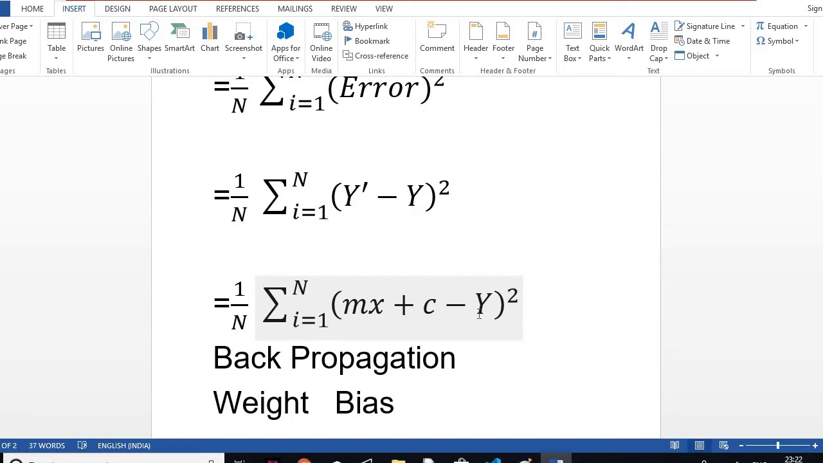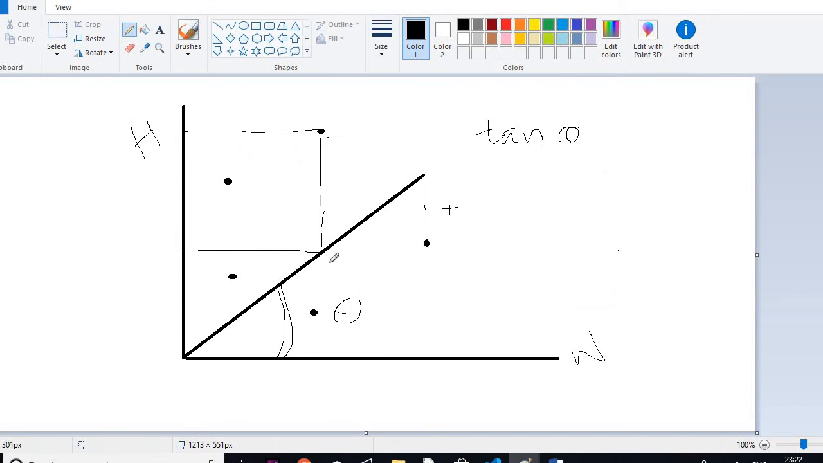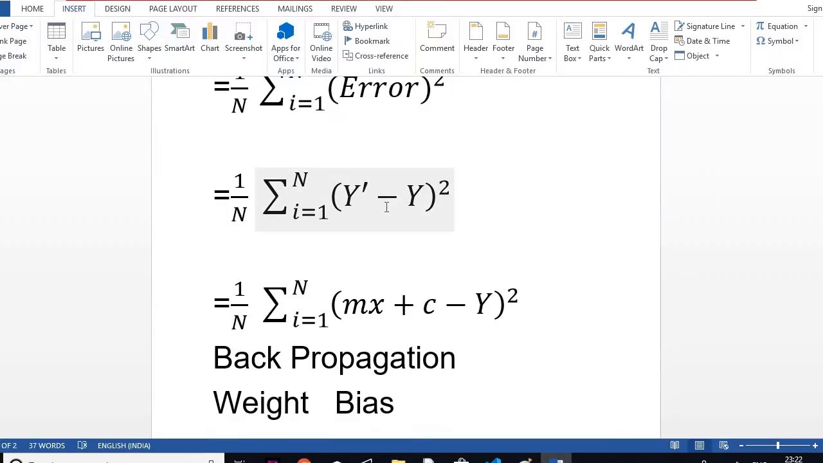So 1 by n is for taking the mean. 1 by n sigma i equals 1 to n. Y dash is the predicted value, that is this line, the machine learning model. So it is mx plus c minus y the whole square. This is the perfect equation for the cost function, or error function, or loss function, or objective function: 1 by n sigma i equals 1 to n, mx plus c minus y, the whole square. These are all the things you need to know about the cost function.